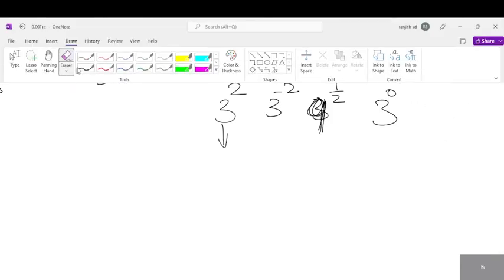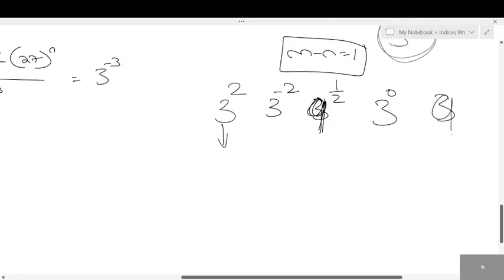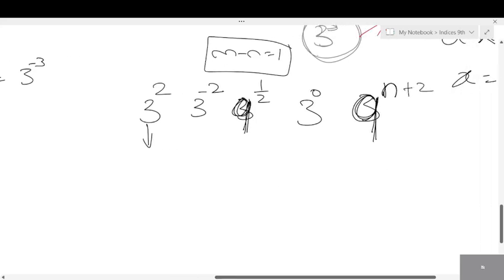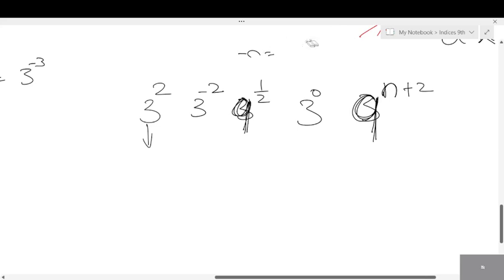3 square is 9. I'll write it as 9 to the power of n plus 2. Okay, it's a very important concept. You should know all these things. So 3 square is 9.